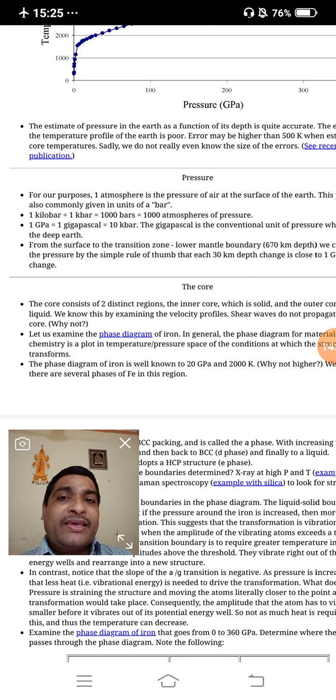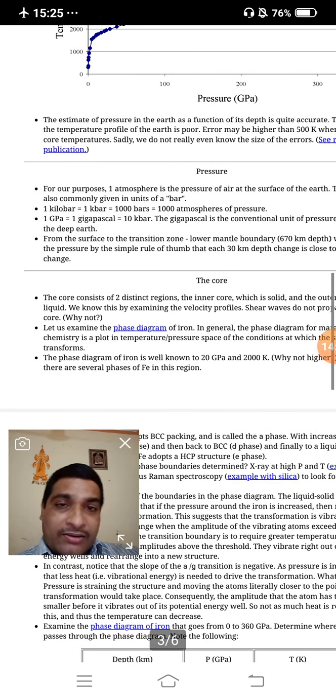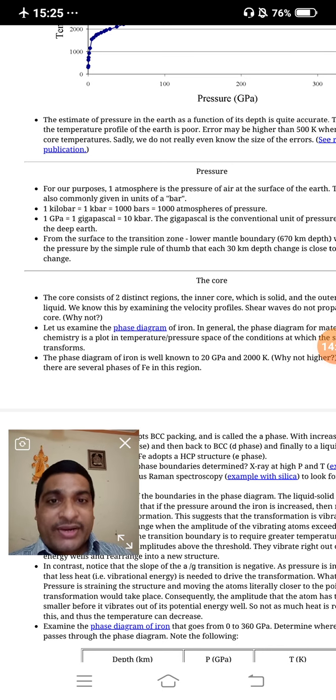What is meant by GPa? GPa means gigapascal. 1 gigapascal equals 10 kilobar. The gigapascal is the conventional unit of pressure when discussing the deep earth. 1 kilobar is equal to 1000 bar, meaning 1000 atmospheres of pressure. For our purpose, 1 atmosphere is the pressure of air at the surface of the earth.